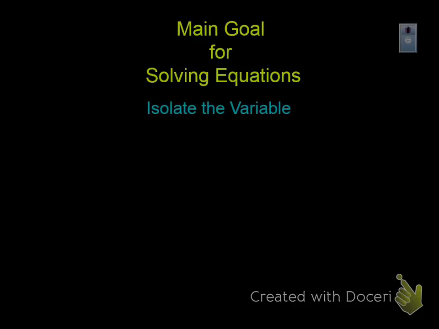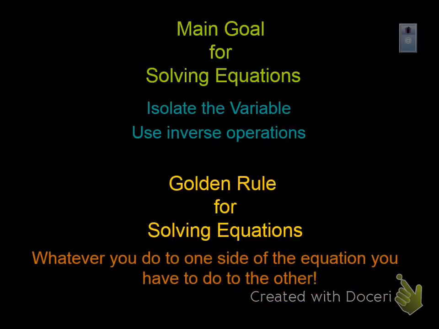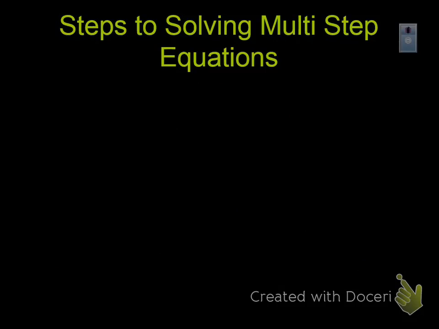But remember, as we continue to solve these multi-step equations, we want to make sure to isolate the variable. We want to get that variable by itself using inverse operations, and also making sure that whatever we do to one side, we do to the other side. This should be common sense by now, as you've practiced this many times.